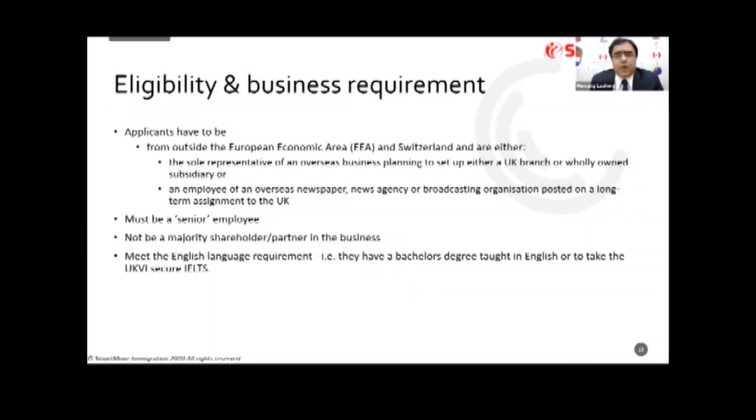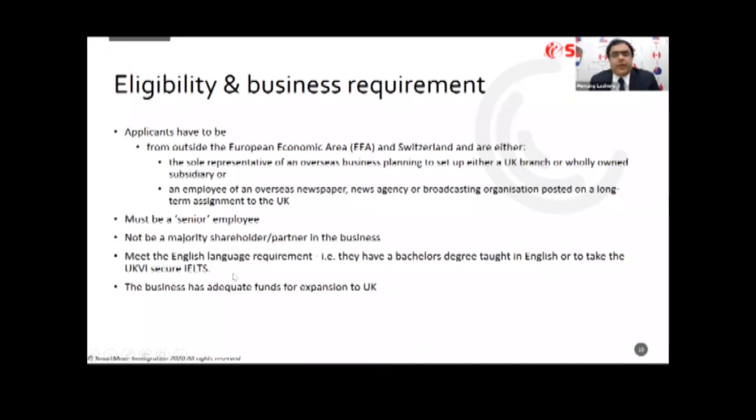We've emphasized the point about not being a majority shareholder or a partner in the business. And the sole representative requires the applicant to meet the English language requirement. Now, the English language requirement, you could either meet that by taking a test, which is the IELTS, and you need to score at a band 5. So it's not a very intense requirement that you have to work really hard for or anything of those lines. Even normal conversational English ability is acceptable if you're being nominated as a sole representative.